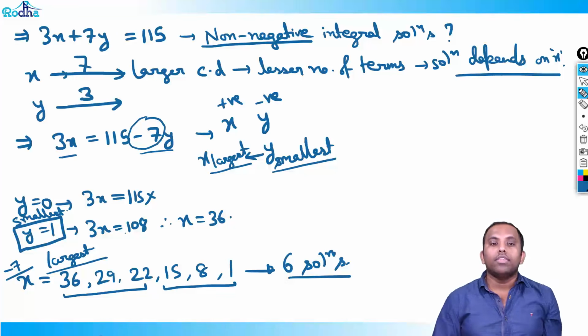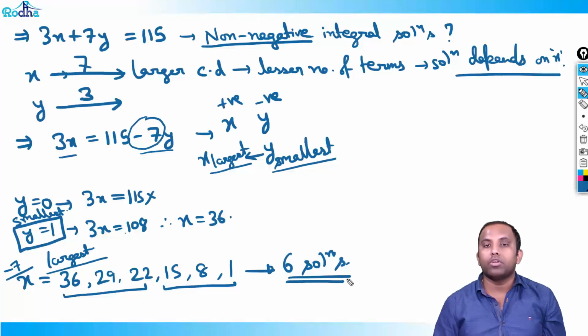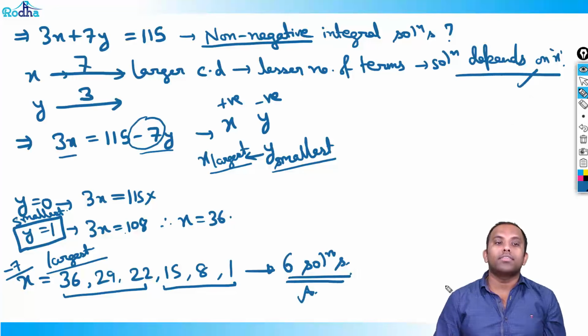So that means x has got 6 solutions. Correct? So what is the answer for this question? 6 solutions, because the solution depends on x. So the answer is 6 solutions. We'll do more problems.